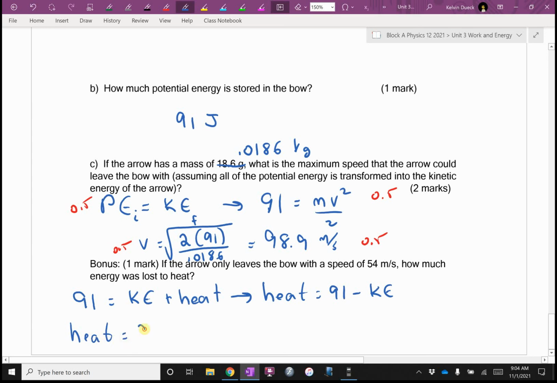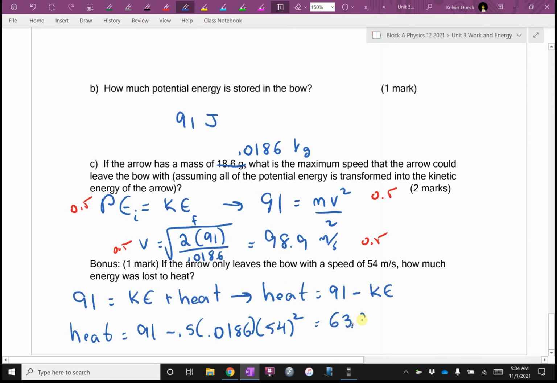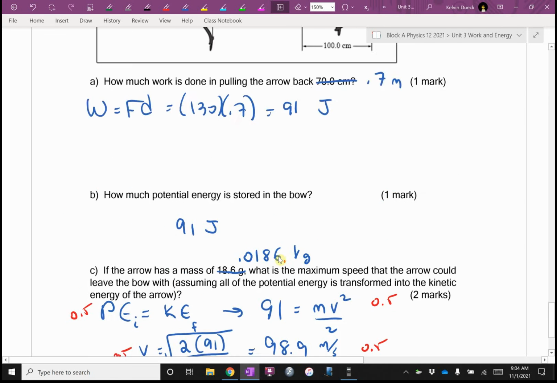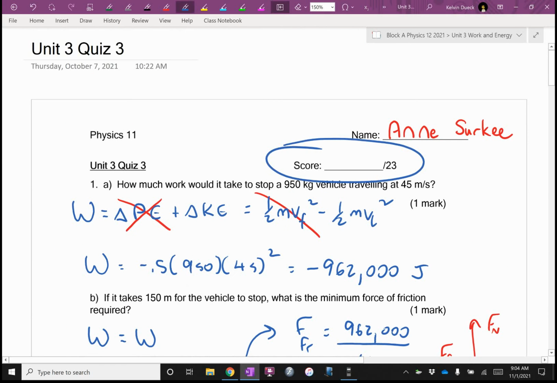Heat is going to be equal to 91 minus 0.5 times 0.0186 times 54 squared. 91 minus 0.5 times 0.0186 times 54 squared. Do you get 63.88, 63.9? Sorry if I go to 3 sig figs. 63.9 joules of heat. That's a bonus. That one's all or nothing. Can you give yourself a lovely score, please, out of 23?